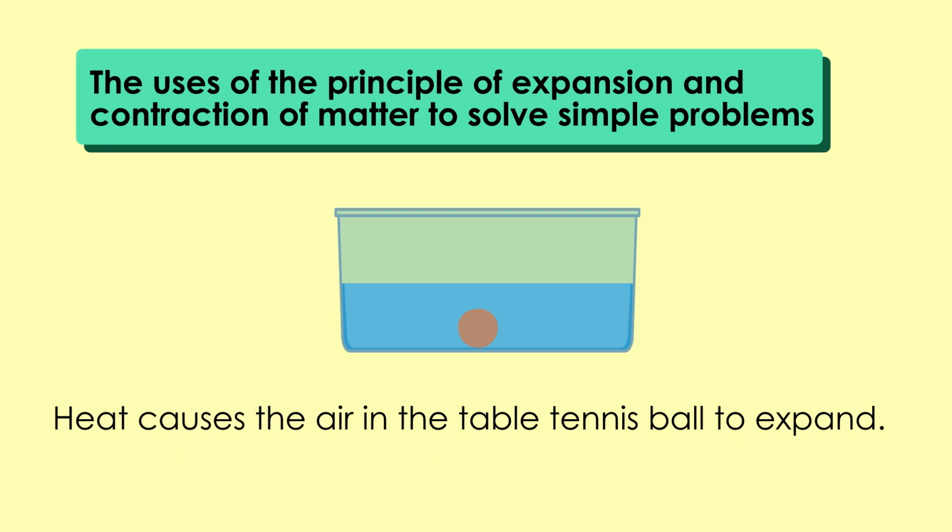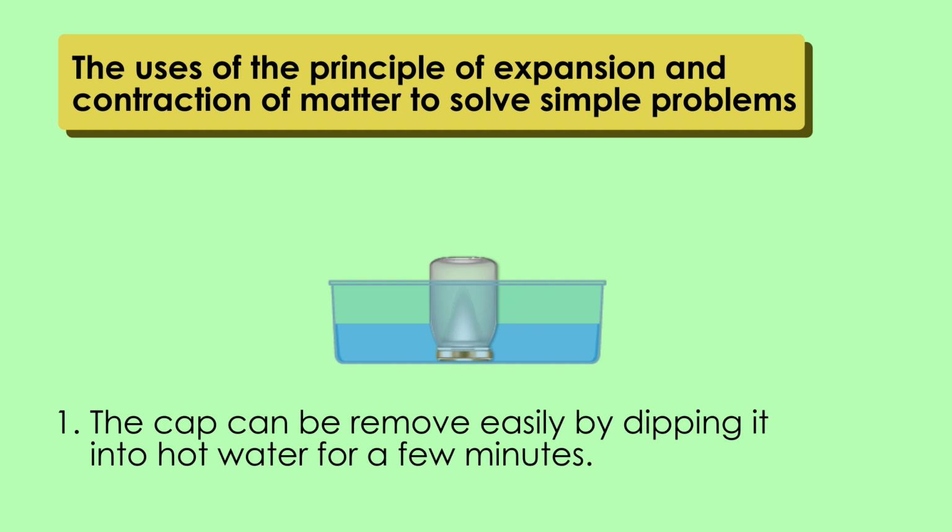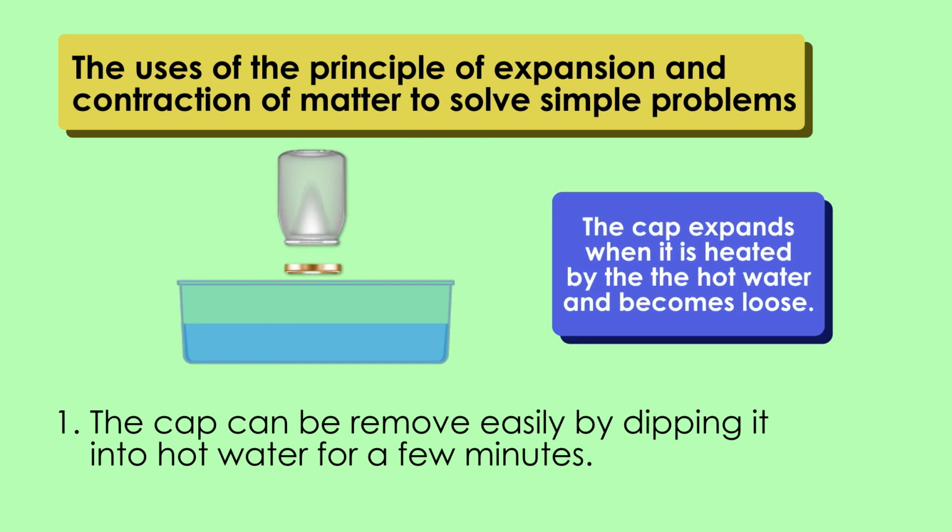Let us look at the second example. The pupil wants to open the tight cap of the bottle. The cap can be removed easily by dipping it into hot water for a few minutes. This is because the cap expands when it is heated by the hot water and becomes loose.